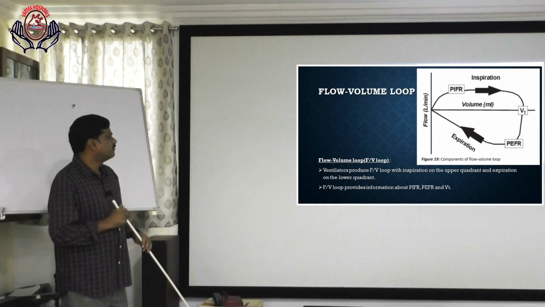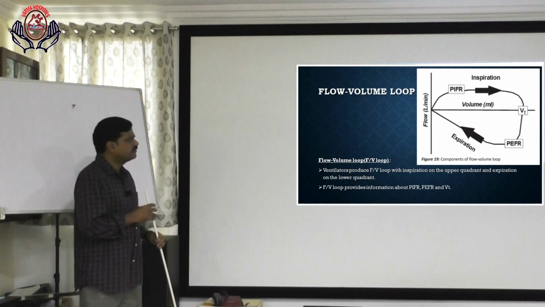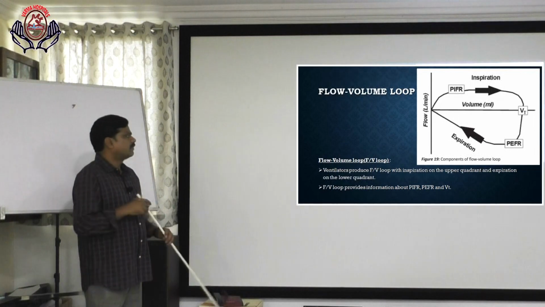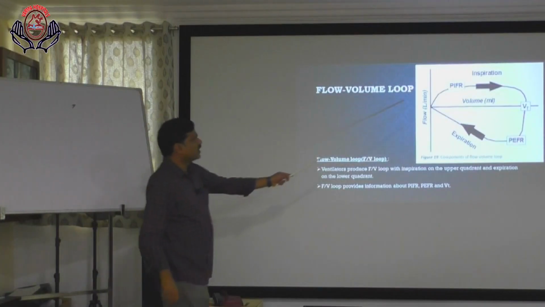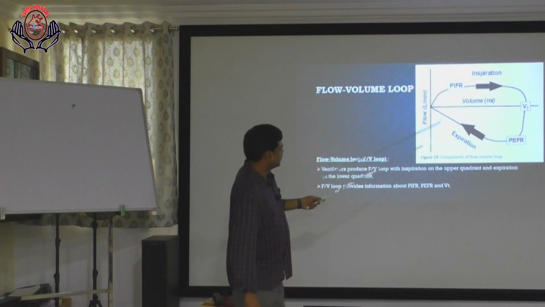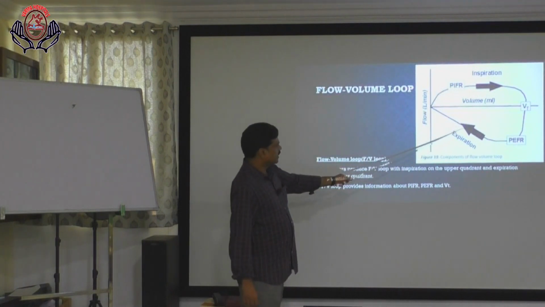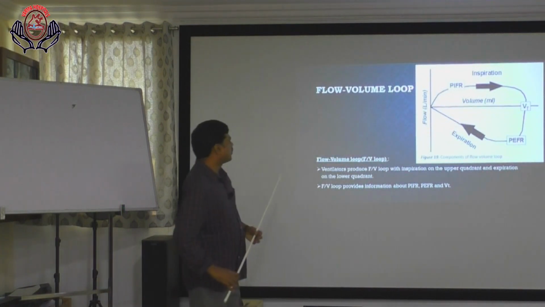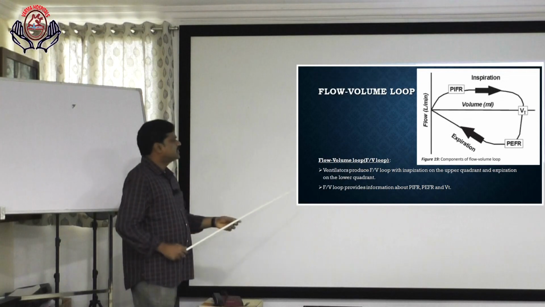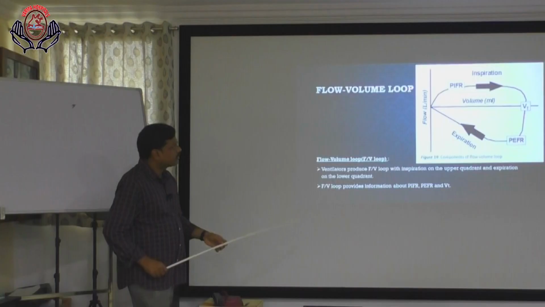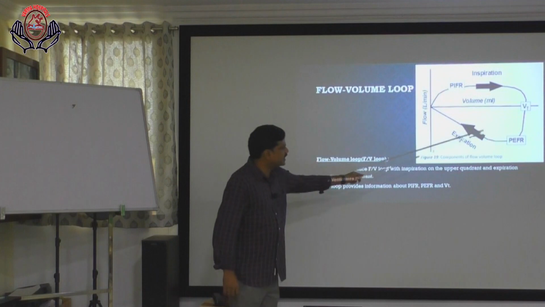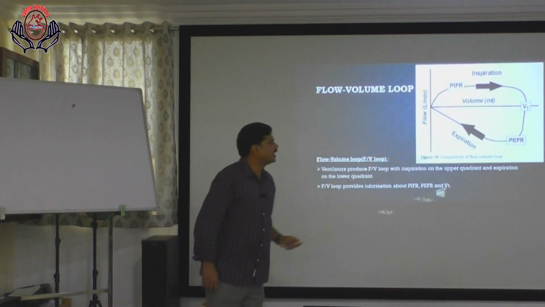Flow volume loop, FV loop. Ventilators produce a flow volume loop with inspiration on the upper quadrant and expiration on the lower quadrant. The FV loop provides information about peak inspiratory flow rate, peak expiratory flow rate and tidal volume.